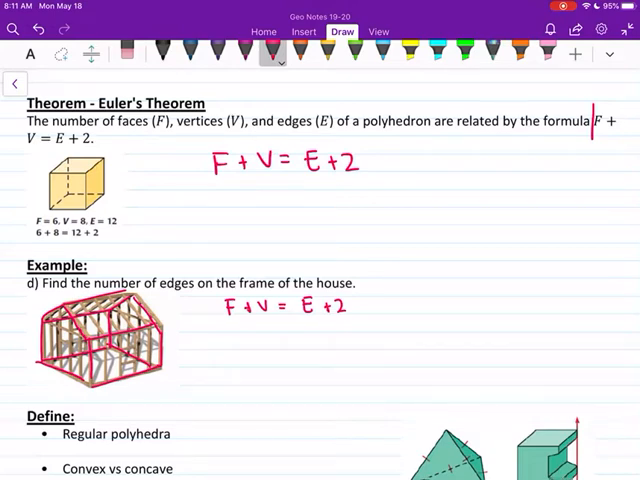So how many faces do I have? I have front, back, side, side, so 4, 5 for the bottom, and then 2 to make the roof. So there are 7 faces. And then the number of vertices is going to be 1, 2, maybe I should use a different color. Vertices: 1, 2, 3, 4, 5, 6, 7, 8, 9, 10. So 10 vertices. 7 plus 10 is 17, which is the same as E plus 2. So I better have 15 edges.